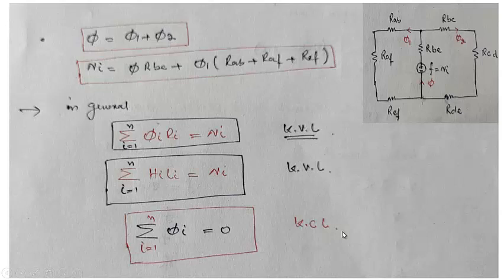This is the form of KCL in magnetic circuits, because here I can write phi minus phi 1 minus phi 2 is equal to 0. That is what this equation means. So this is how we can write KVL and KCL in terms of magnetic circuits.